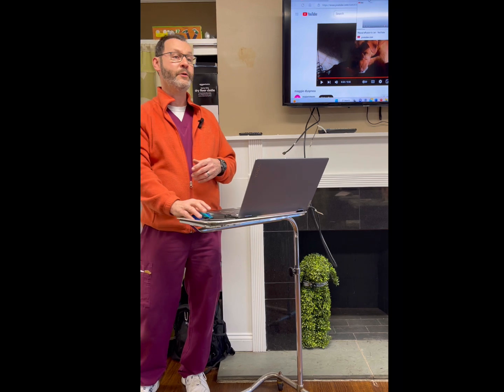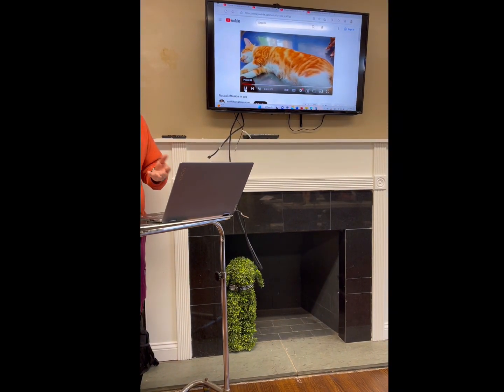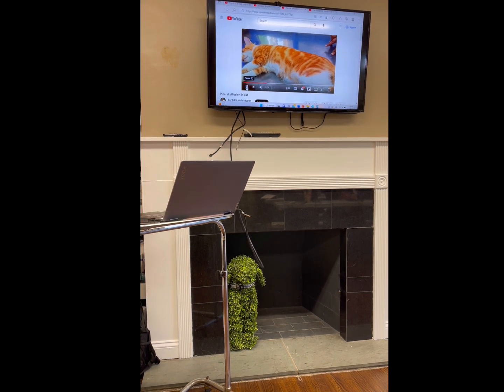All right, now this one is a cat with pleural effusion. So we're seeing what's called the restricted breathing pattern, which is fast and shallow. See that?